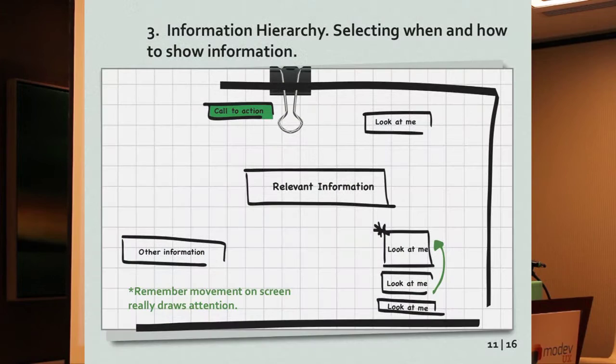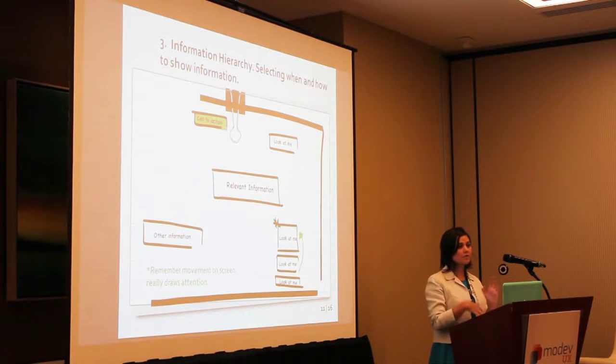The third thing that you need to think about is information hierarchy, selecting when and how to show information. When real-time data is coming in and it's coming in quickly, you have to think about how you're going to show it, and if you're going to allow the user to select if they want to see it, or if you're going to bombard them with the information.